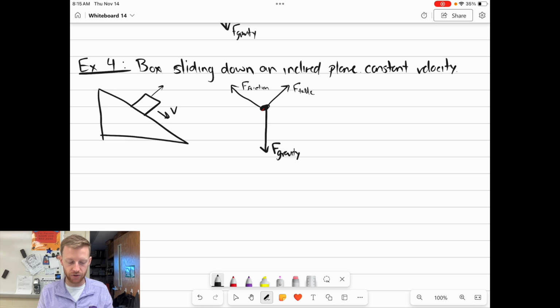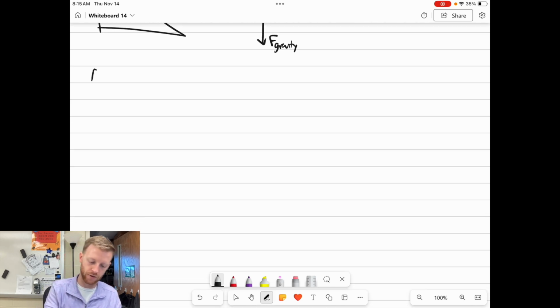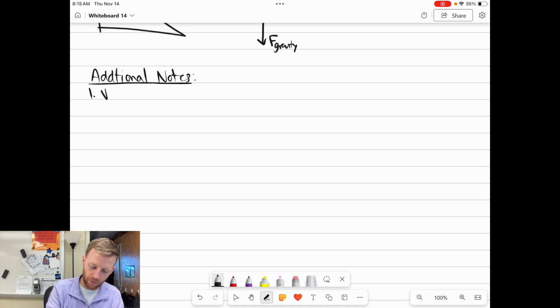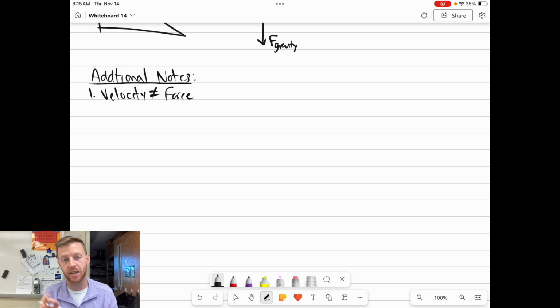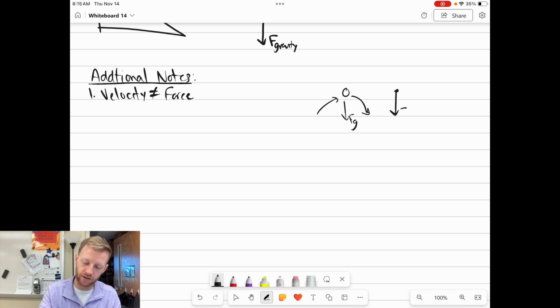Now, a couple of additional notes here that I want to make sure we get about free body diagrams. Number 1, velocity does not equal a force. Just because something is moving in that direction does not mean it has a force attached to it. If I throw an object in the air, so I have a ball up in the air like we've been doing with projectile motion, the only force acting on it is the force of gravity. So its free body diagram would simply look like this. Even though it's moving, the only force acting on it is gravity.